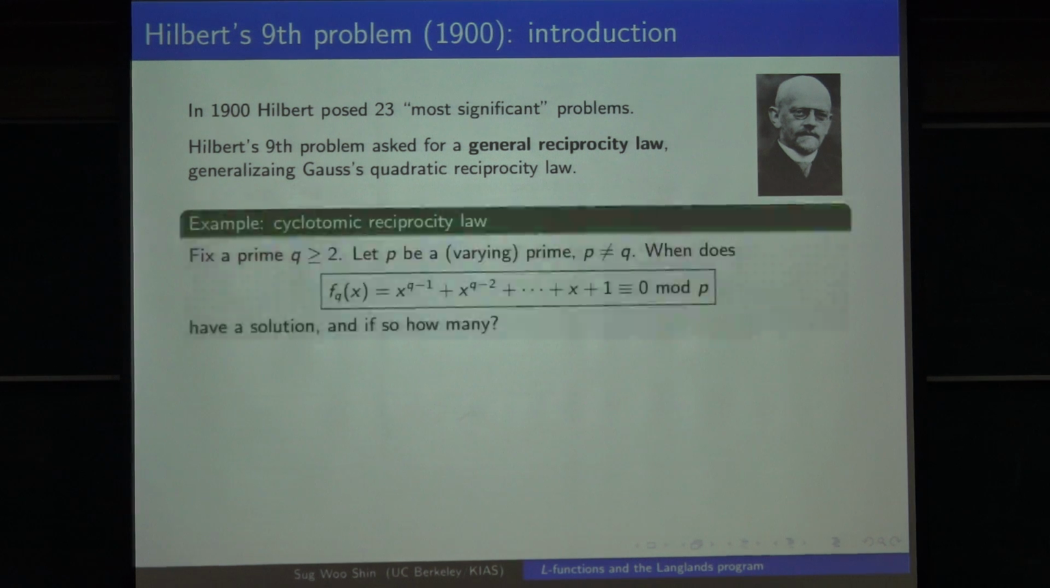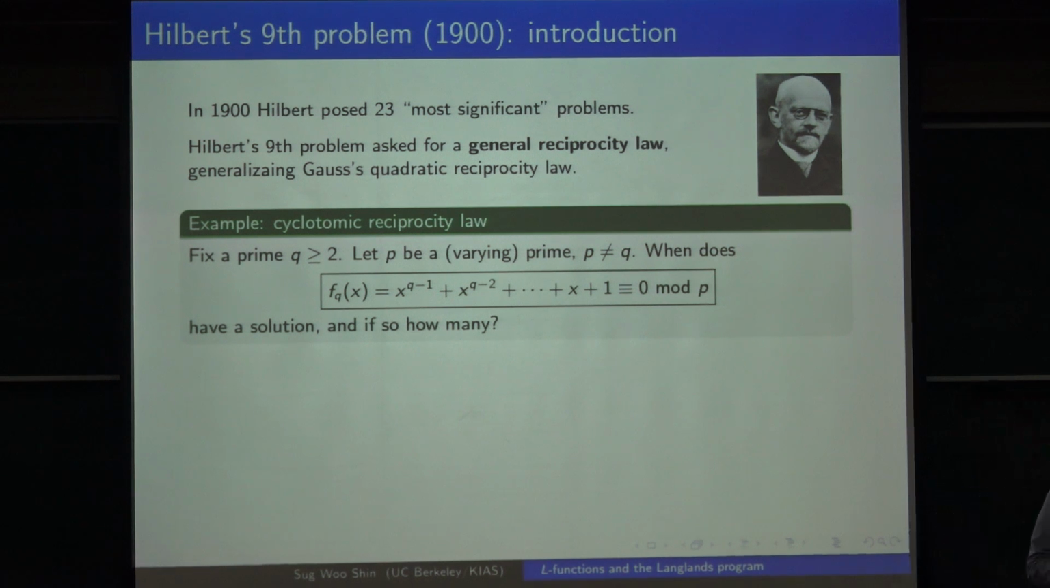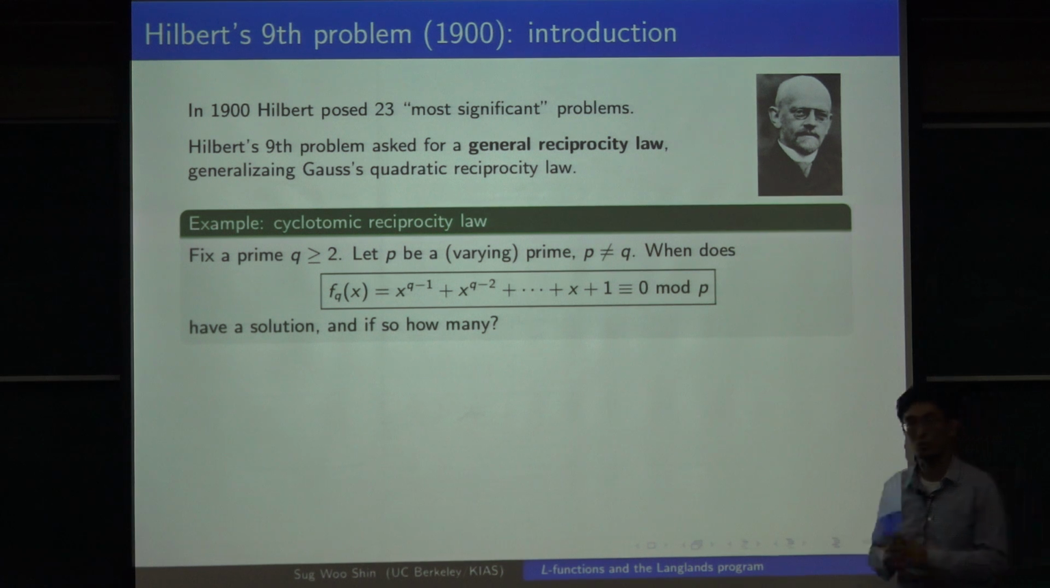So here's an example of something more general than quadratic reciprocity. One way to view quadratic reciprocity is that you're trying to find a square root modulo, let's say, a prime. So you're solving an equation like x squared equals 3, modulo 5, modulo 7, things like that.